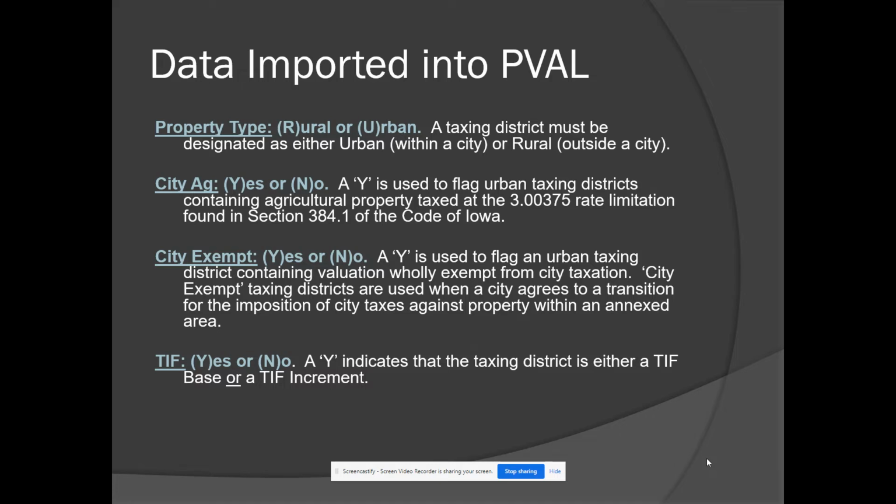$3.00375. You're going to report whether or not it's a city exempt district. A Y is used to flag those situations where it's a tax district that's wholly exempt from the city taxation. So it's when a city agrees to a transition for the imposition of city taxes against property within an annexed area. So a certain percentage of that value for that area is reported in a regular city district, and a percentage is reported in a different city district that is everything but the city rate, so a city exempt district. You're going to report whether or not the tax district is TIF, yes or no.